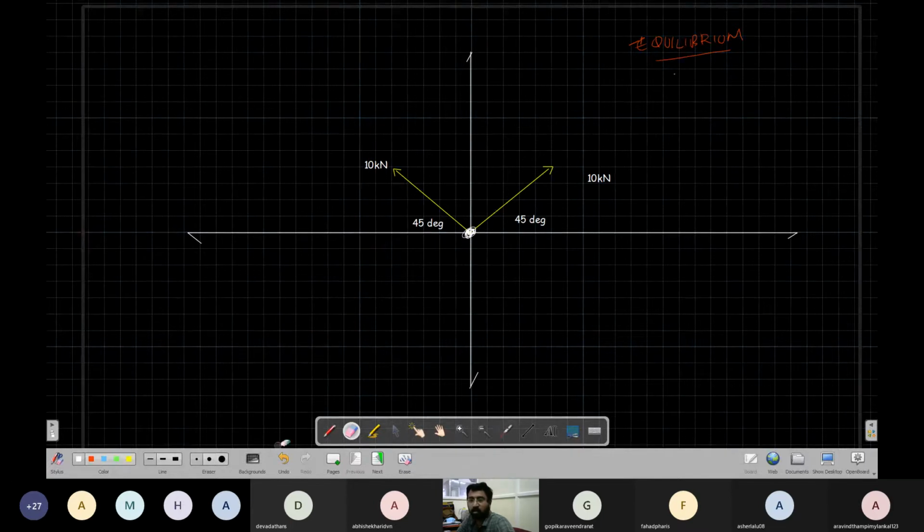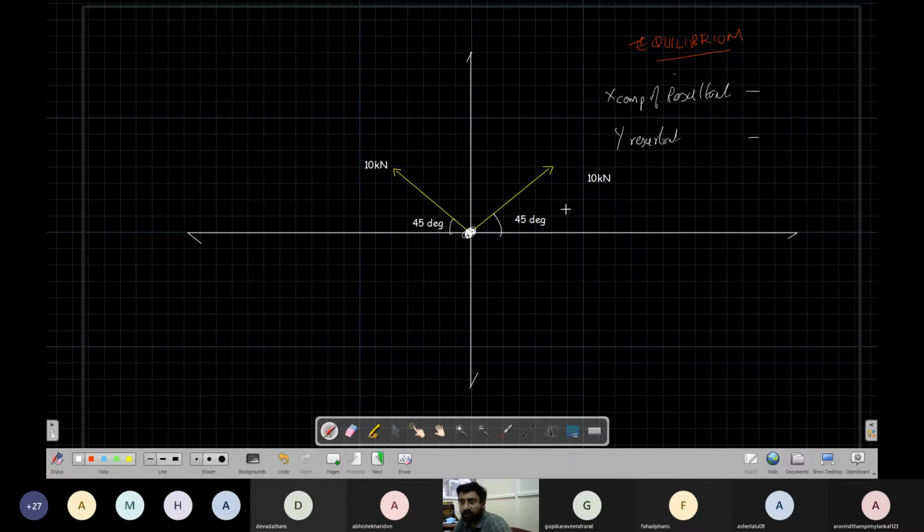Now, how do you find the resultant of these two forces? Can you quickly find and tell me the resultant? There are many ways of finding the resultant, but I told you the best way is the x-axis and y-axis components: the x component of the resultant and the y component of the resultant. So this is 45 degree and this is 45 degree.